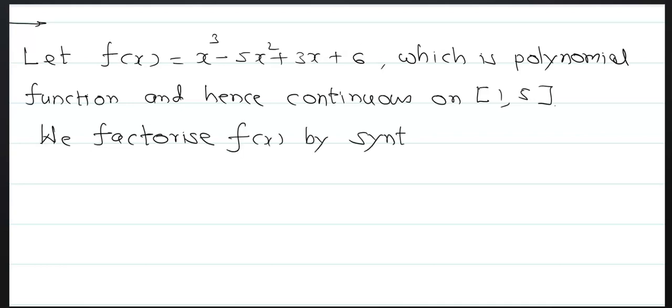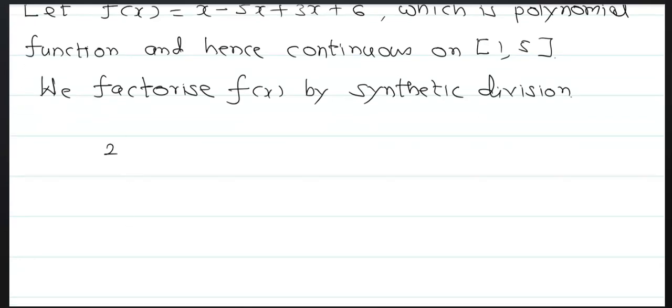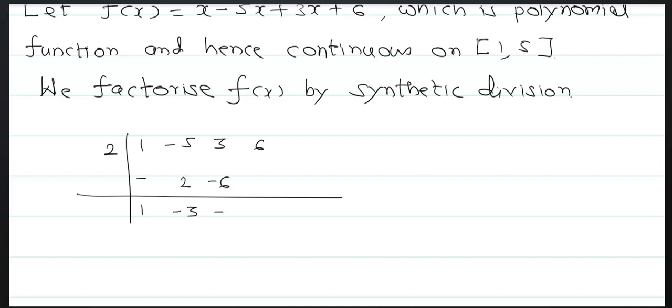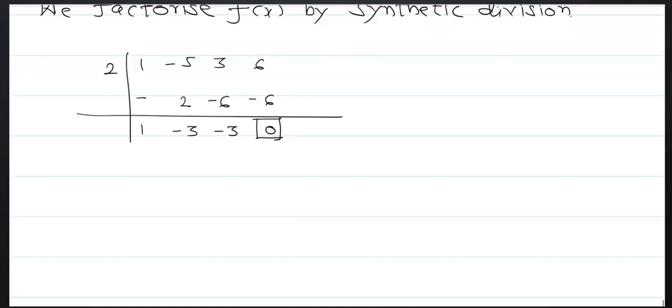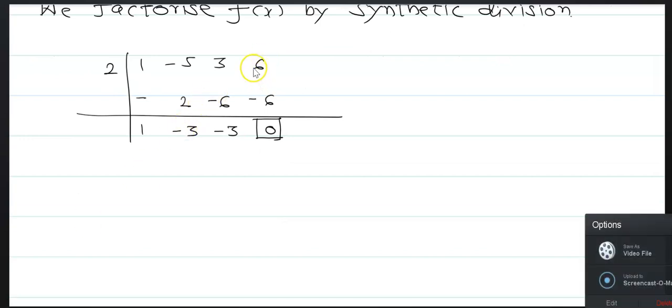We factorize f of x by synthetic division. Now the coefficients are 1, minus 5, 3, 6. You will ask why I have taken that 6. The factors of 6 are plus or minus 1, plus or minus 2. I am checking by 2. 1 as it is. 1 into 2, 2. Minus 5 plus 2, minus 3. Minus 3 into 2, minus 6. Plus 3 minus 6 is minus 3. Minus 3 into 2, minus 6. Overall, it's 0.